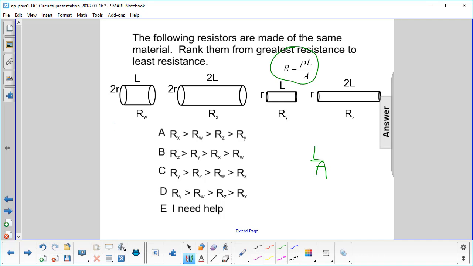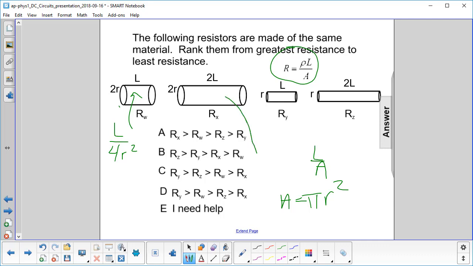We have a length of L, and we have a radius of 2r. Now area, of course, is just pi r squared. Now pi r squared will be the same for every one of these, so we're just not going to pay attention to it now. But we will have to square the radius, so that will be L over 4r squared. That's the resistance of this guy. Well, that's what it's proportional to. We left out pi and we left out rho.